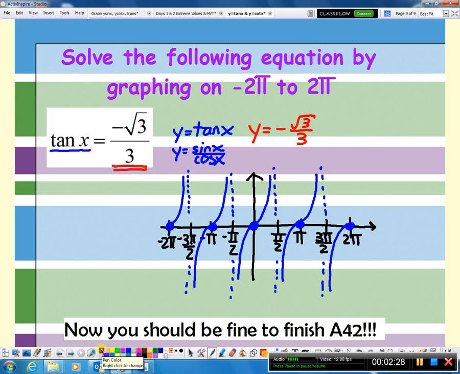While I have nothing scaled on the y-axis, wherever you graph the line, you're going to be fine. So y equals negative square root 3 over 3. Square root 3 is about 1.6, 1.7, somewhere around there. So divided by 3 will be somewhere around negative 0.5, negative 0.6. So it'll be somewhere along in here. And just take the graph from negative 2 pi to positive 2 pi and no further.